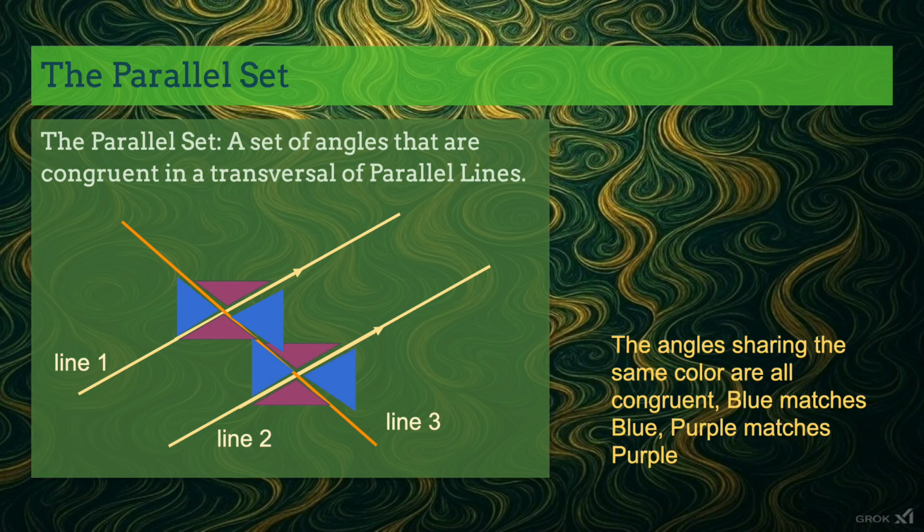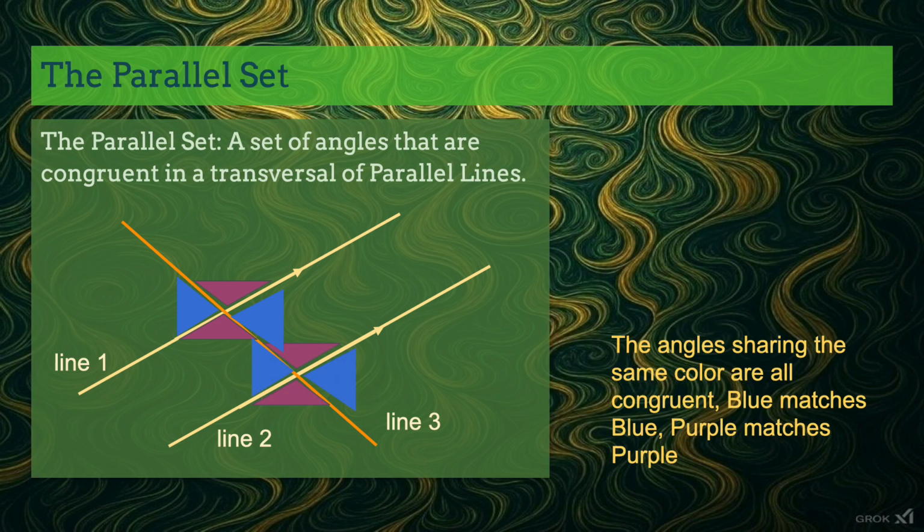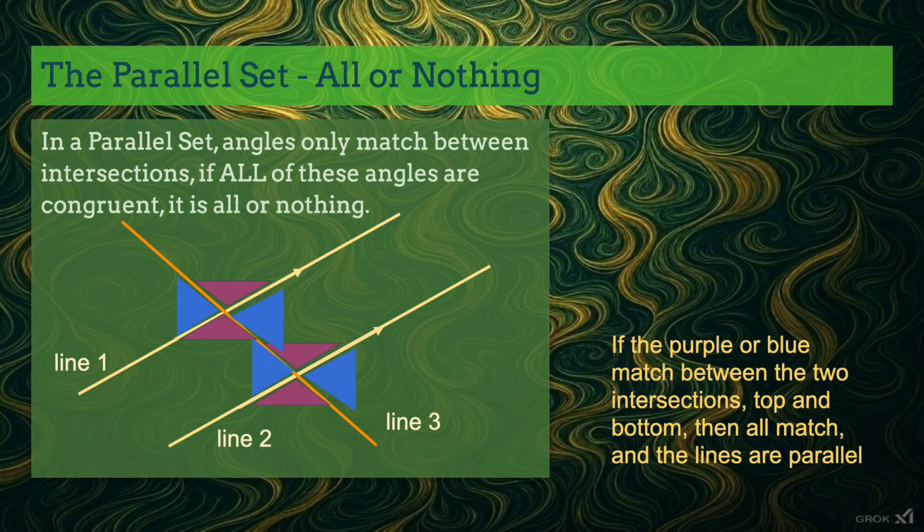That's different from a set of parallel lines where we're saying that the angles on two different intersections are congruent. Here, only one intersection is congruent across the intersection because of vertical angles. But in this case, that goes between two different intersections.